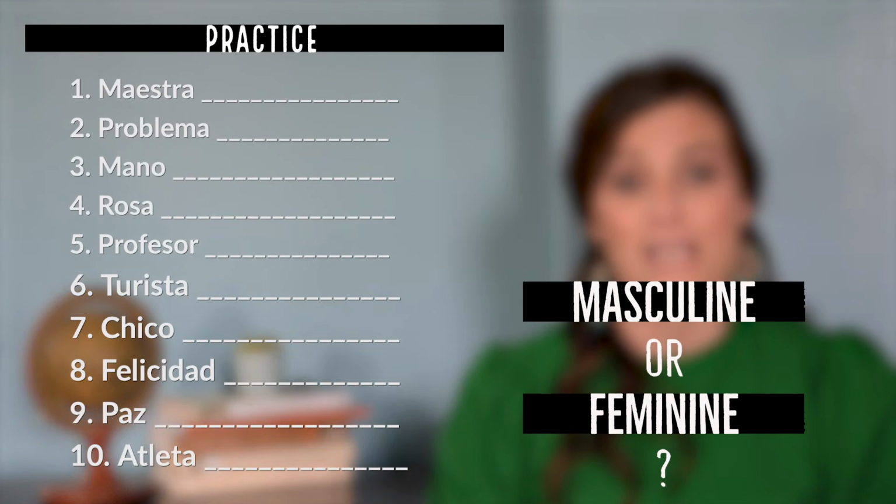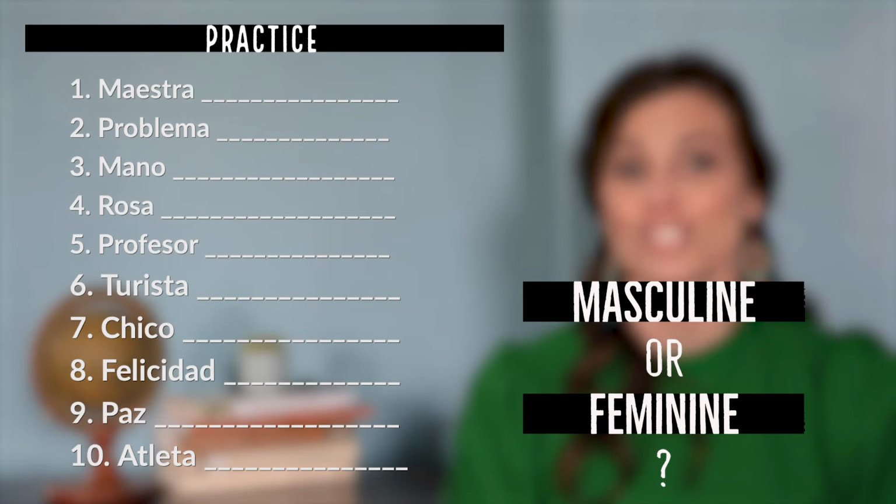Muy bien. Now say whether the following nouns are masculine or feminine based on what you have learned in this video. Write down your answers, pause the video, and then hit play to check your answers. Maestra, problema, mano, rosa, profesor. Turista, chico, felicidad, paz, atleta.